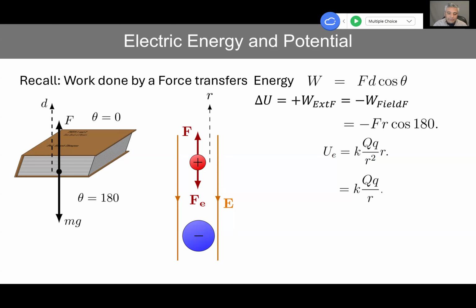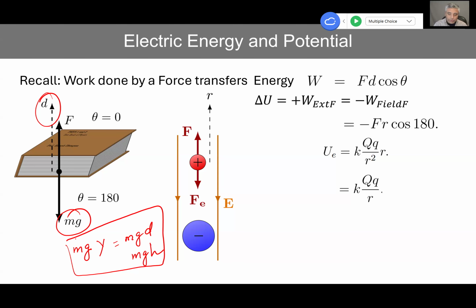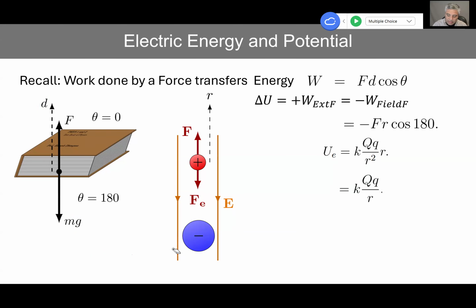So we learned about gravitational potential energy, right? And we said gravitational potential energy is written as mg, this force, times y, or the displacement: mgy, mgh, mgd, something like that. This equation is like this, assuming that at the ground, the potential energy is zero. Okay. So work done transfers the energy.